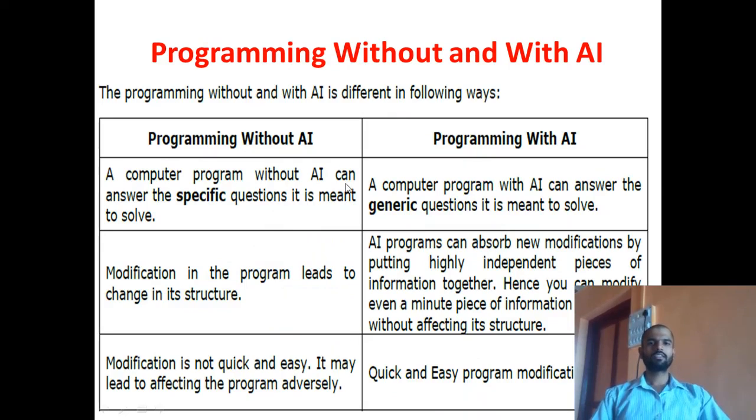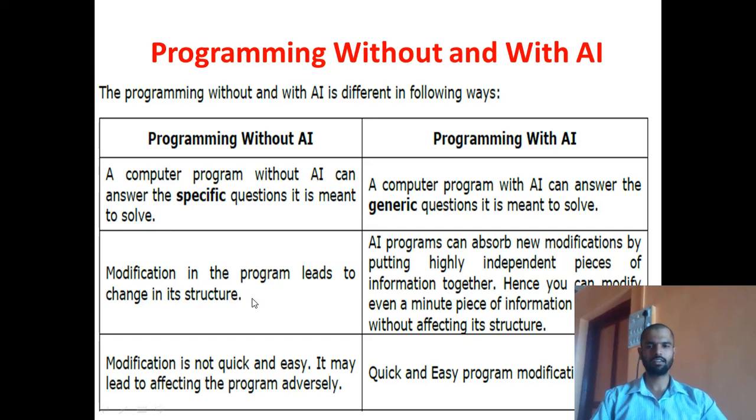So this is the difference when you program something with artificial intelligence and when you program without artificial intelligence. Programming without AI, what are the causes? First one is a computer program without AI can answer only specific questions. Apart from this, a computer program with AI can answer the generic questions it is meant to solve. Okay, this is the basic difference.